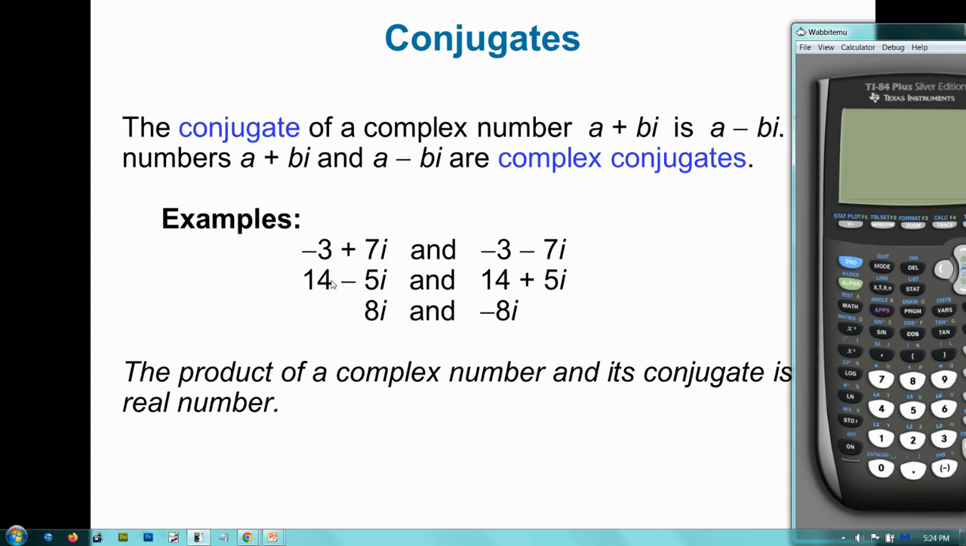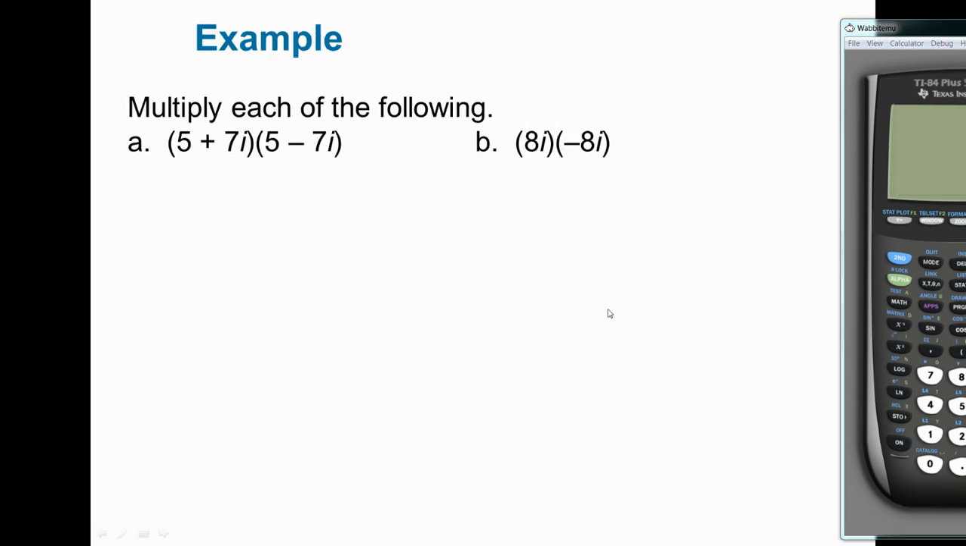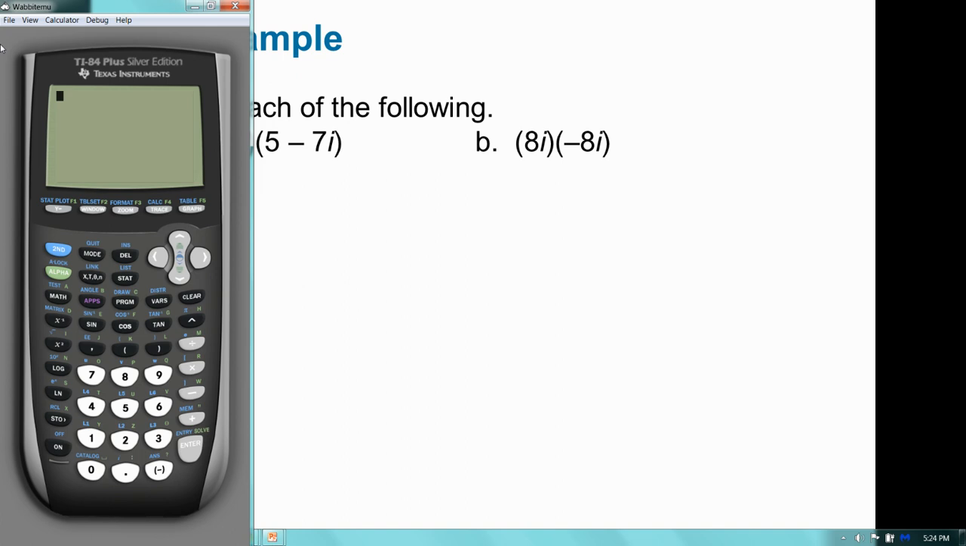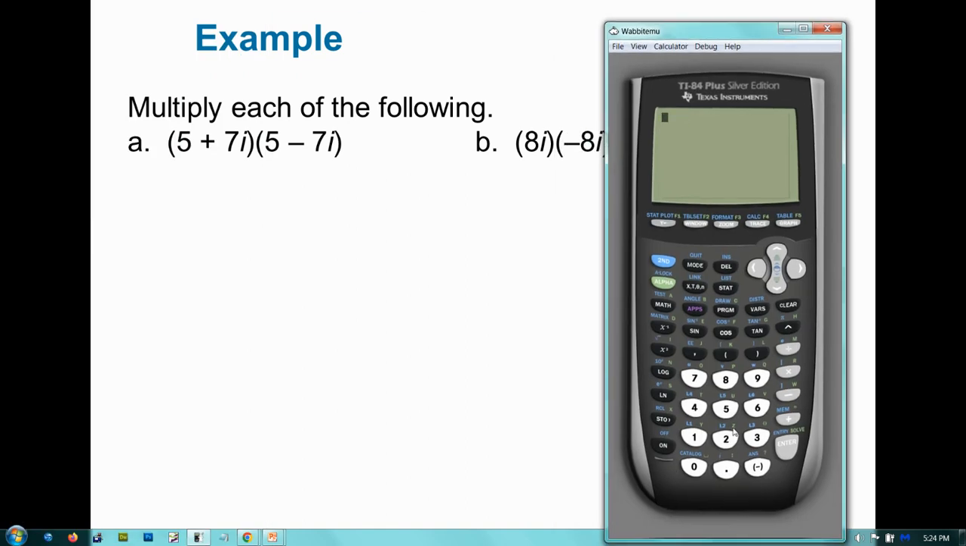The conjugate of 14 minus 5i is 14 plus 5i. The conjugate of 8i is simply minus 8i. The product of a complex number and its conjugate, guess what, always gives me a real number. In fact, it's going to give me an integer, which is pretty neat. He says multiply these two out. But hey, let's just do this. And then I'll show you what the pencil and paper work looks like.